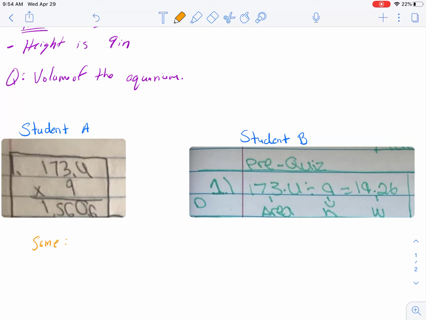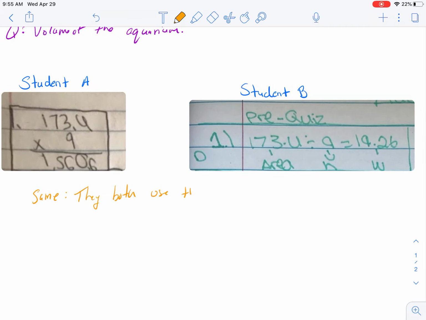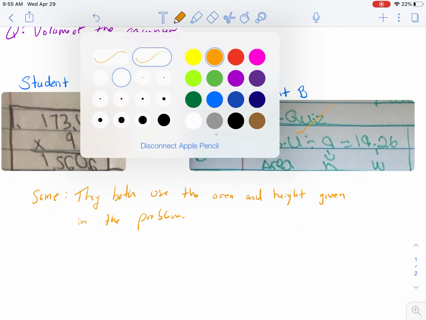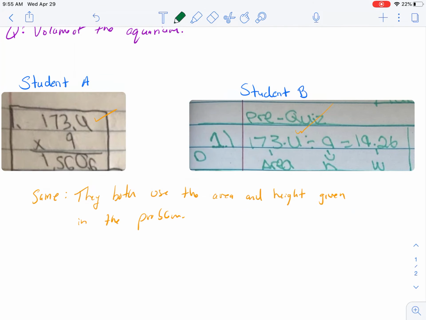Hopefully, Tia, you told me, oh, Mr. Bravo, they both use the area and height given in the problem. Okay, I agree. I see 173 and 4/10 and 173 and 4/10. All right. What do we notice is different?